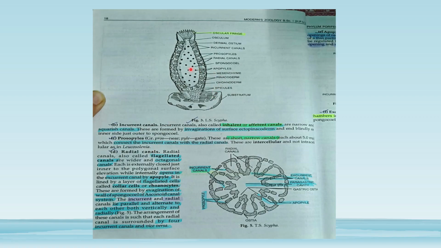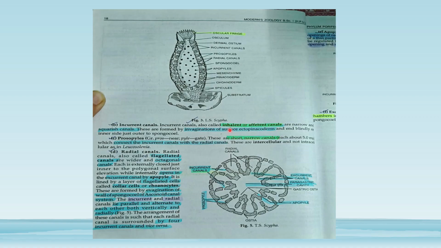Now, this is the spongiocoel. These are apopyles. This is the mesenchyme, pinacoderm, choanoderm, spicules, which I've told you about earlier, and this is the substratum. Substratum वो सरफेस होता है जहाँ पे ये रहते हैं, खड़े रहते हैं. ये प्लांट लाइक कैरेक्टर शो करते हैं कि एक जगह ही रहना है.